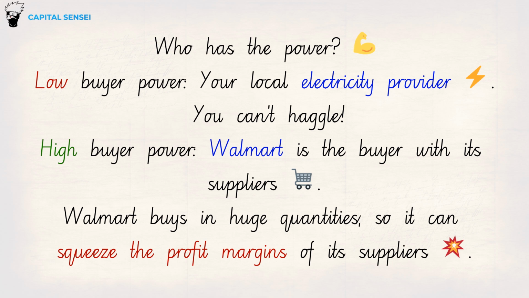A classic business example is Walmart's relationship with its suppliers. Walmart is the buyer. Because Walmart buys in such mind-boggling quantities, it has enormous power over the companies that sell products to it. It can dictate terms, demand lower prices, and essentially squeeze the profit margins of its suppliers. When you analyze a company, always ask, who has the power in this relationship, the company or its customers?